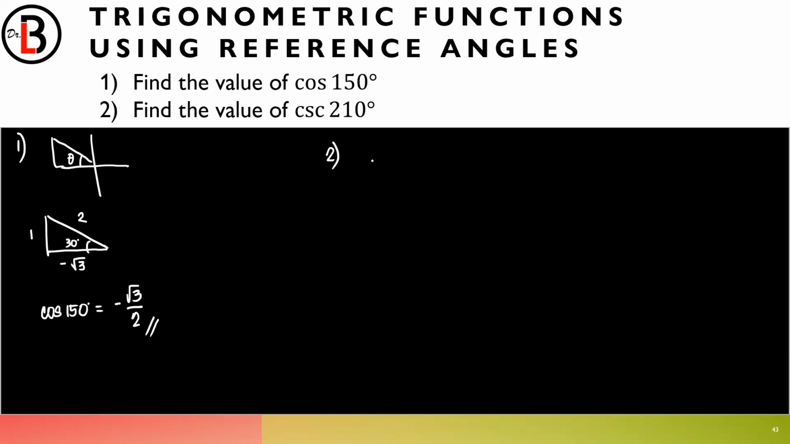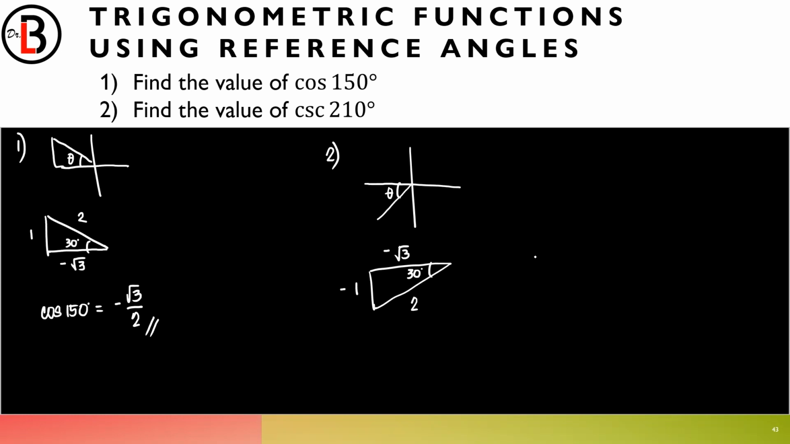Number 2, find the value of cosecant of 210. First, let's look at 210. That's greater than 180. So, somewhere here is your reference angle. But what is the reference angle? 210 minus 180, that is actually 30 degrees in the third quadrant. So, 1, 2, square root of 3. Take note, in quadrant number 3, it's going to the left, so negative the x, going down, negative the y.